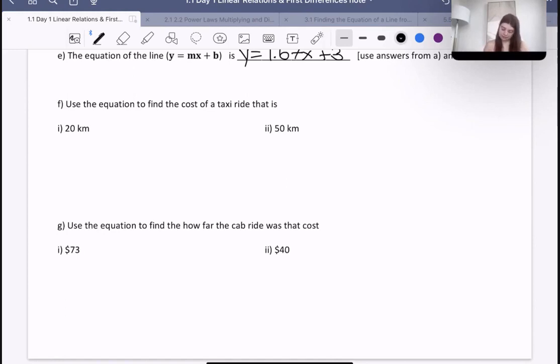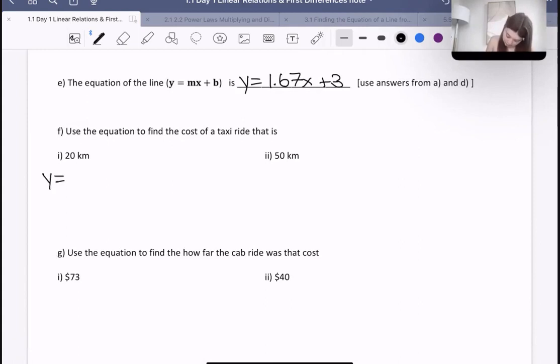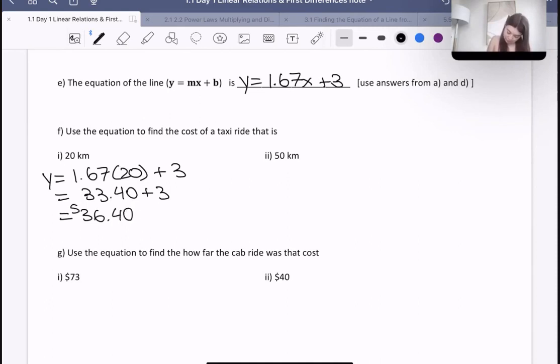So let's do that. Use the equation to find the cost of a taxi ride that's 20 kilometers. So y would be equal to 1.67 times 20 kilometers plus 3, which is going to be 33.40 plus 3, which is 36.40. So therefore, it would cost $36.40 to take a taxi for 20 kilometers.